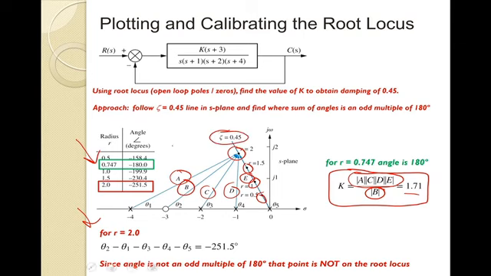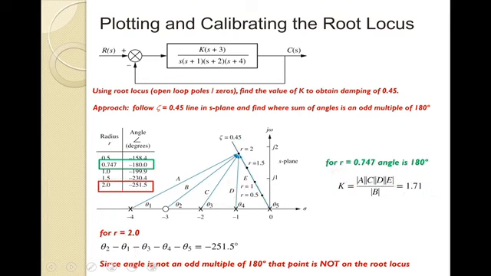So at a radius of 0.747, maybe we are somewhere around here. And at that value of gain k, we are at that red point, and we have that desired damping. So that will conclude this module.